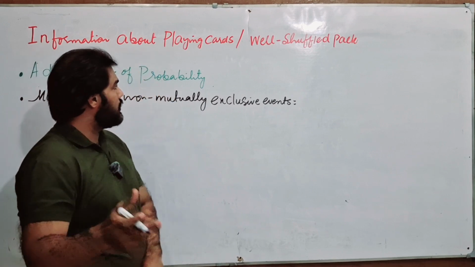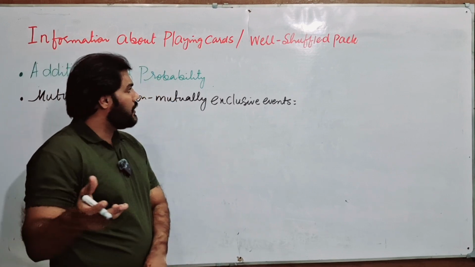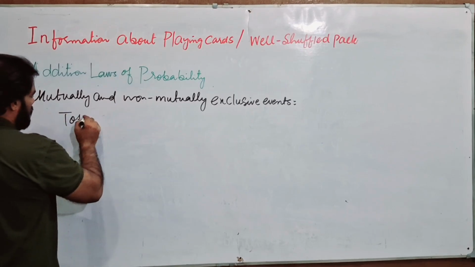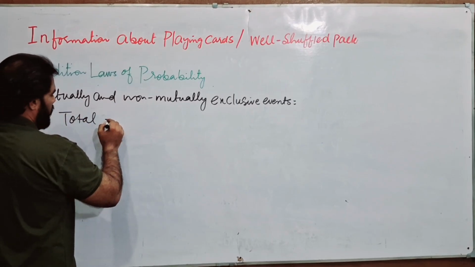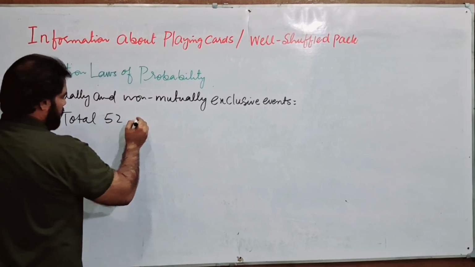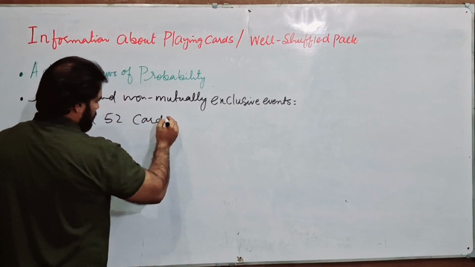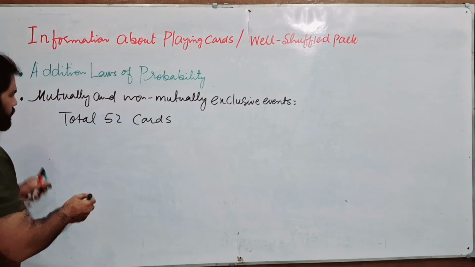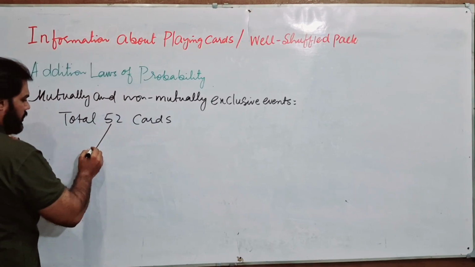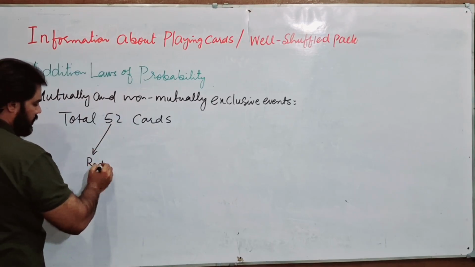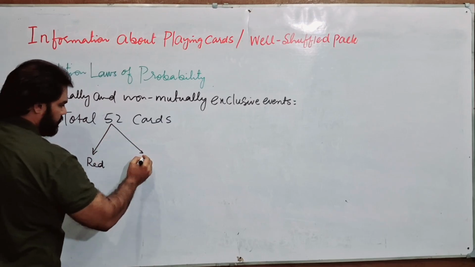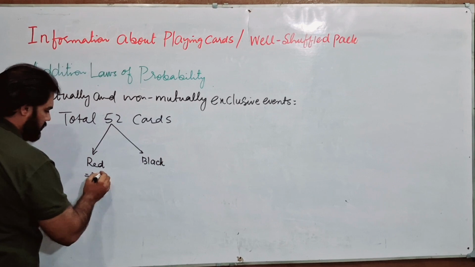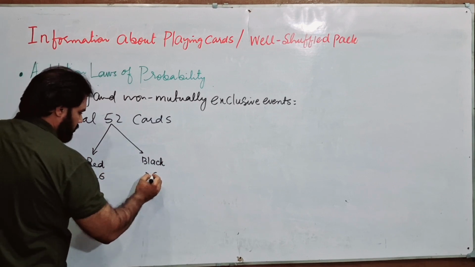You have seen playing cards. There are a total of 52 cards. These 52 cards are divided into two colors. Half are red and half are black. It means there are 26 red and 26 black.